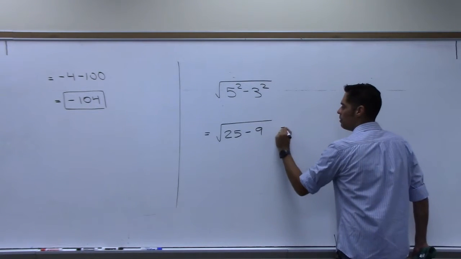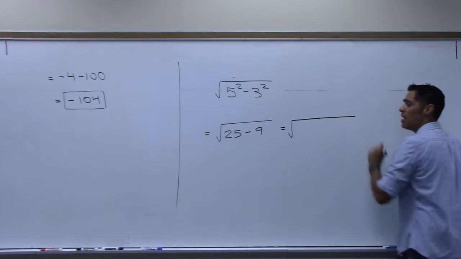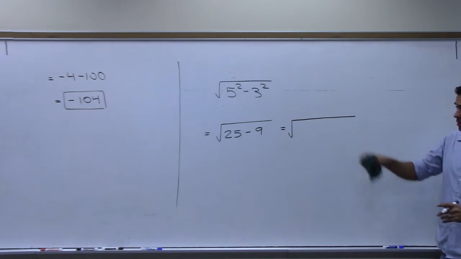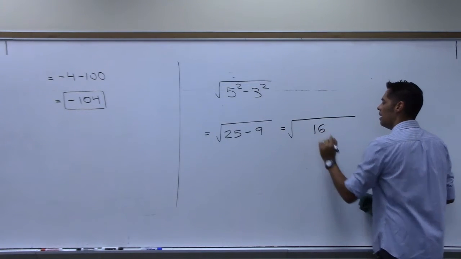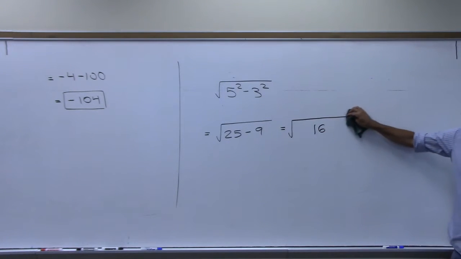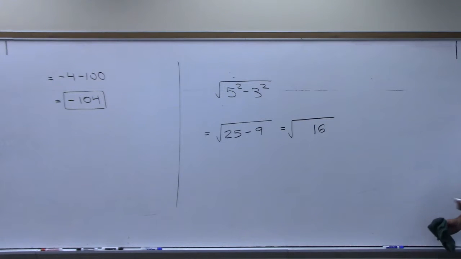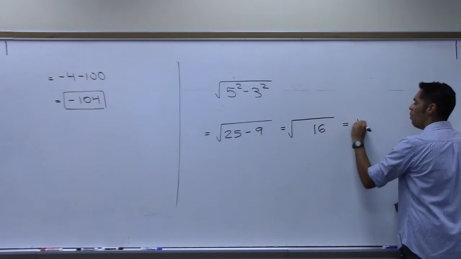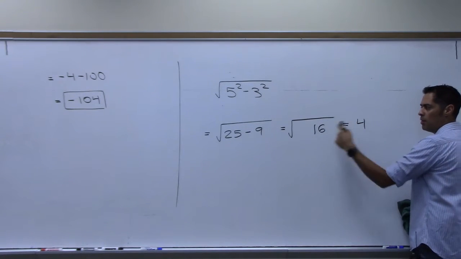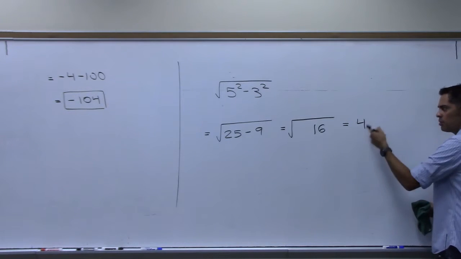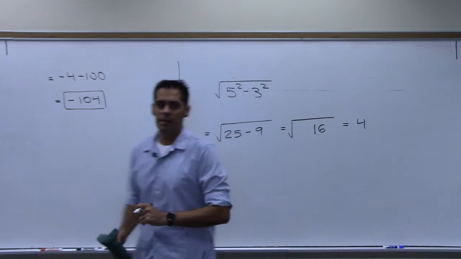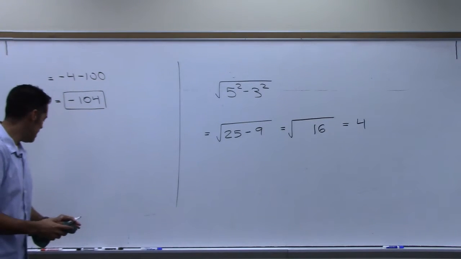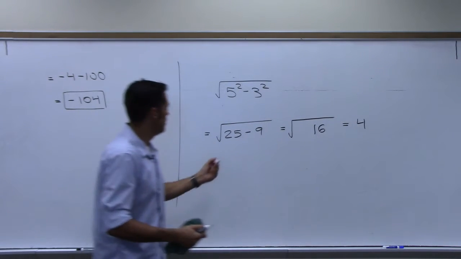And continuing, we do what's inside first. What's 25 minus 9? 16. And what is the square root of 16? 4. So when we say square root of 16, we're saying what number, when we square it, would give you 16? 4 squared would. Now, the reason why this is up here is because of this mistake that some students make.